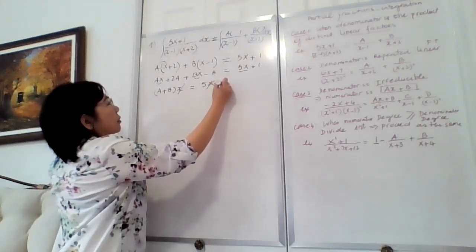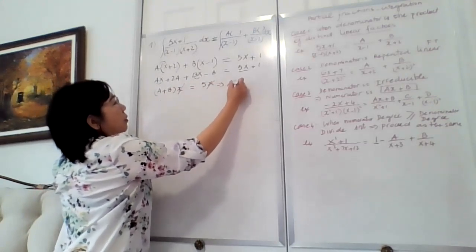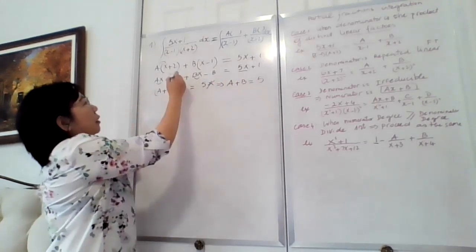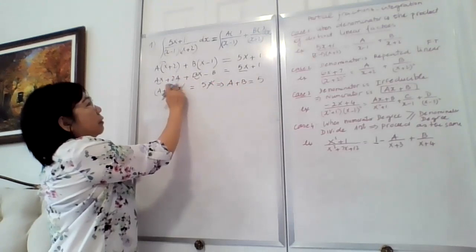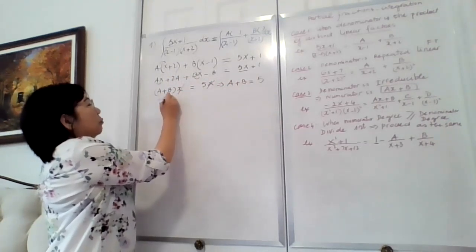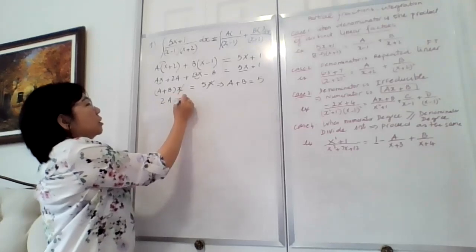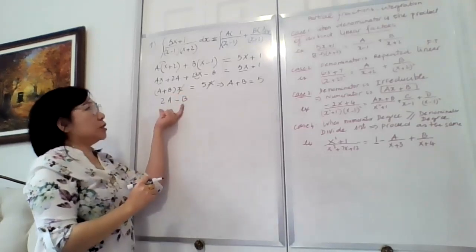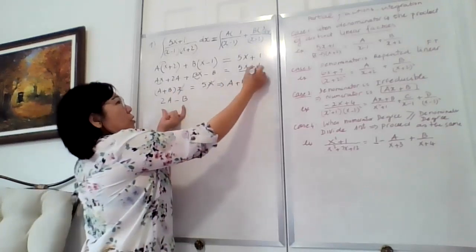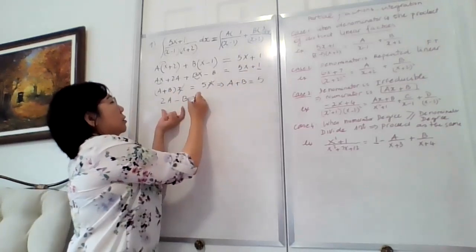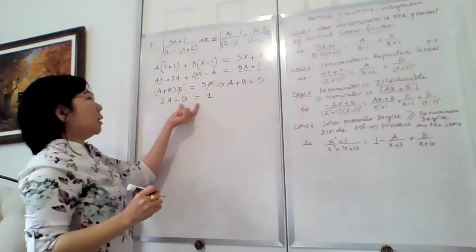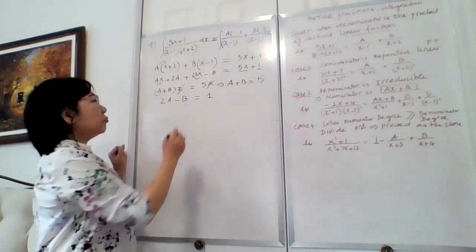So I'm going to rewrite it. I'm going to say a plus b equals 5. Then the left of the expression here, 2a minus b, which has no x expression, is just a constant term. The constant term will pair with the constant term here, so this will equal 1. So now I know 2a minus b equals 1.